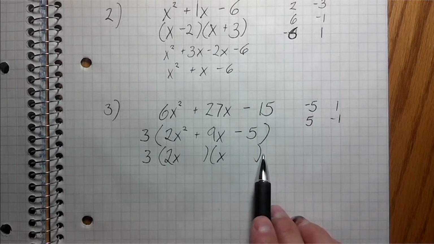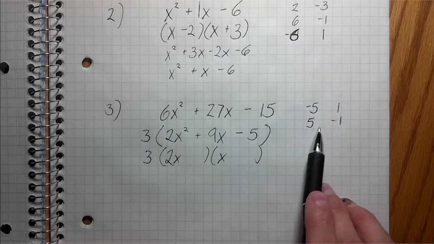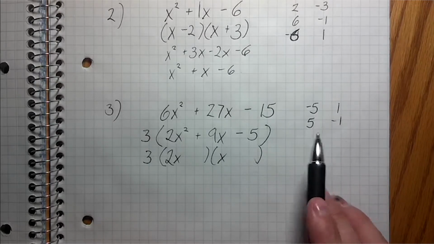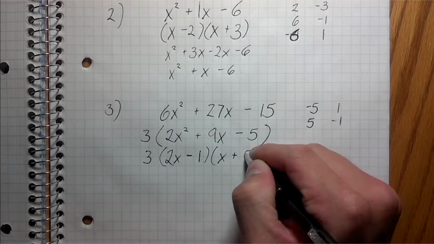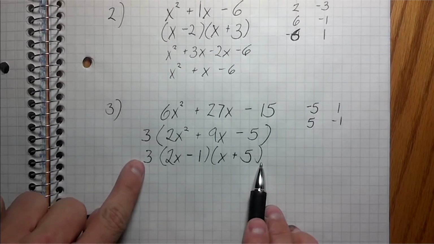Turns out that if I chose this pair of factors right here, 5 and -1, this is actually going to be the one that works. I'm going to show you why. Because if I take a -1 and I put it here, and I take a +5 and put it here, see, this is the -1, this is the +5, this is actually going to be the correct answer.